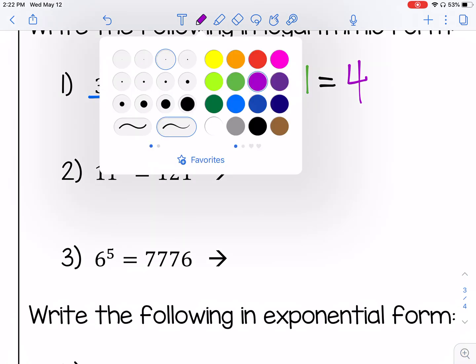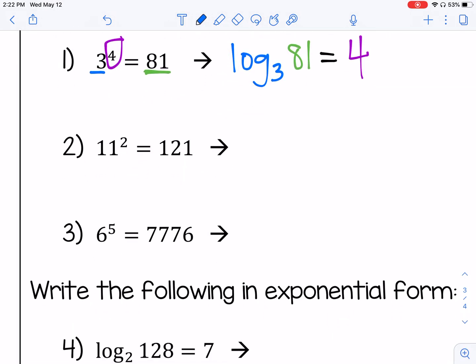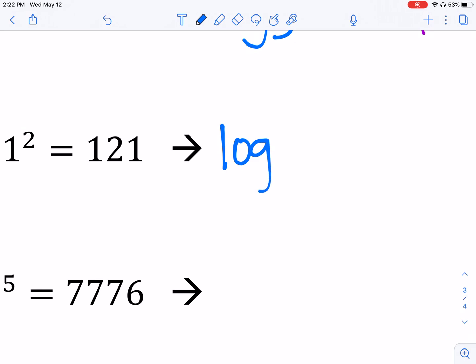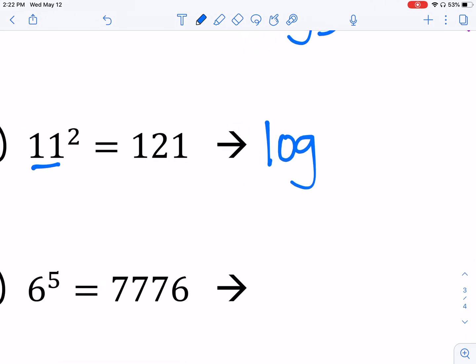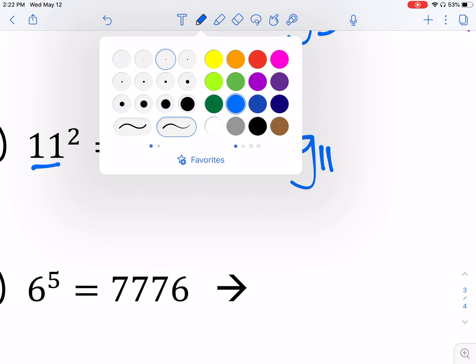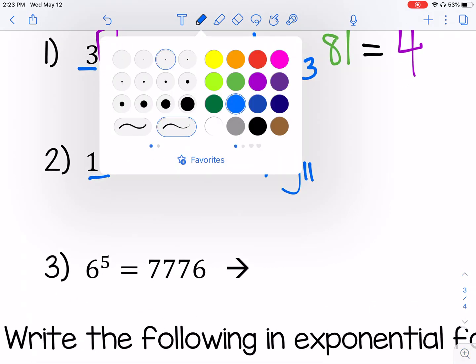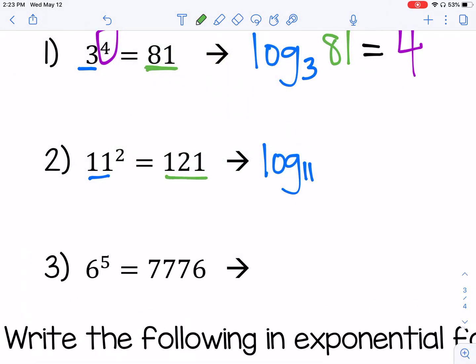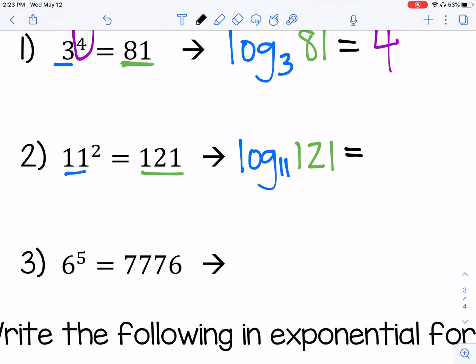Okay, let's do another one. The log of base 11. What color did I do last time? Let's see. Green. The log of base 11 times our power, 121, is your exponent, isolated on the side.